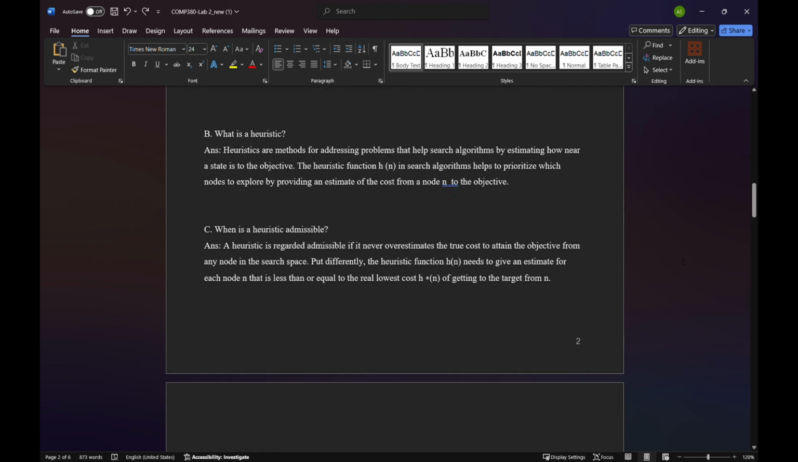For the third question about when a heuristic is admissible, the explanation is that a heuristic becomes admissible if it never gives a higher estimate than the actual cost to reach the node. In simple terms, it always predicts the cost to the goal accurately or lower, but never overestimates.